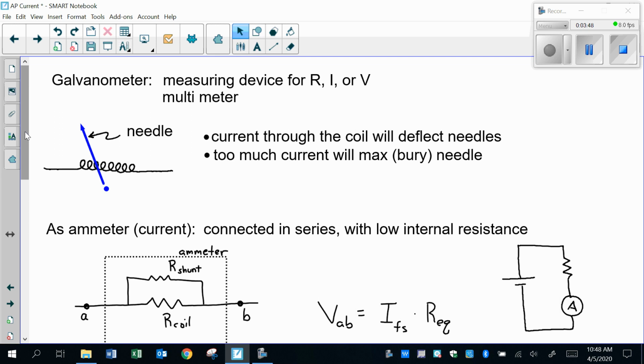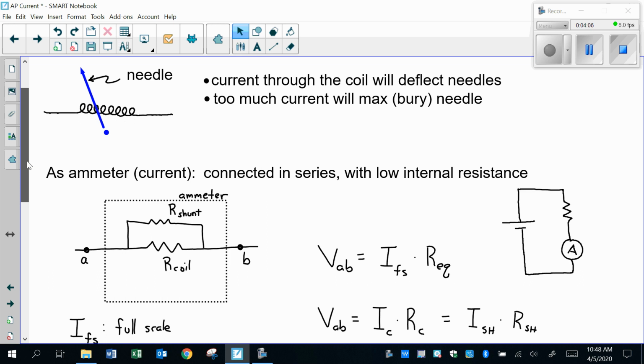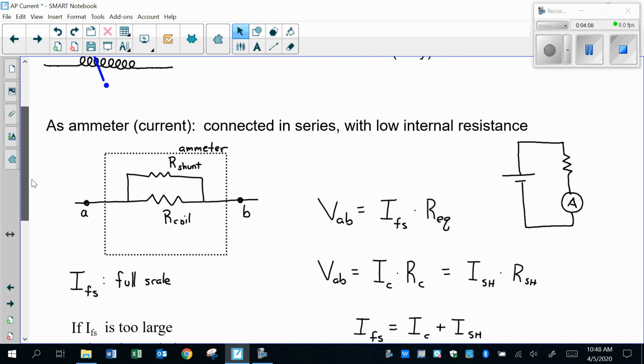And so if we think about how you would divert current away from your actual coil, away from your device, you would need a second branch. You would need another branch of your river, so to speak, to pull some of the water, some of the charge away, so that we have something measurable. And what that is referred to as is a shunt.